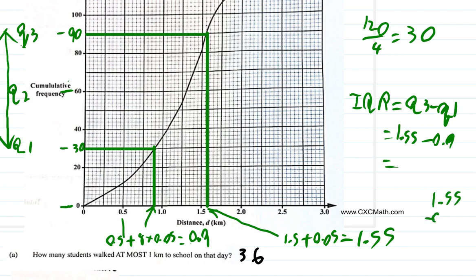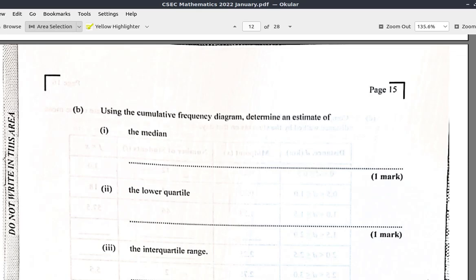1.55 minus 0.9, which is 5, 0, 9, 10, 11, 12, 13, 14, 15, that's 6. So it looks like 0.65 kilometers is the interquartile range. The range in distance between here and here. Alright, that seemed to be the case.